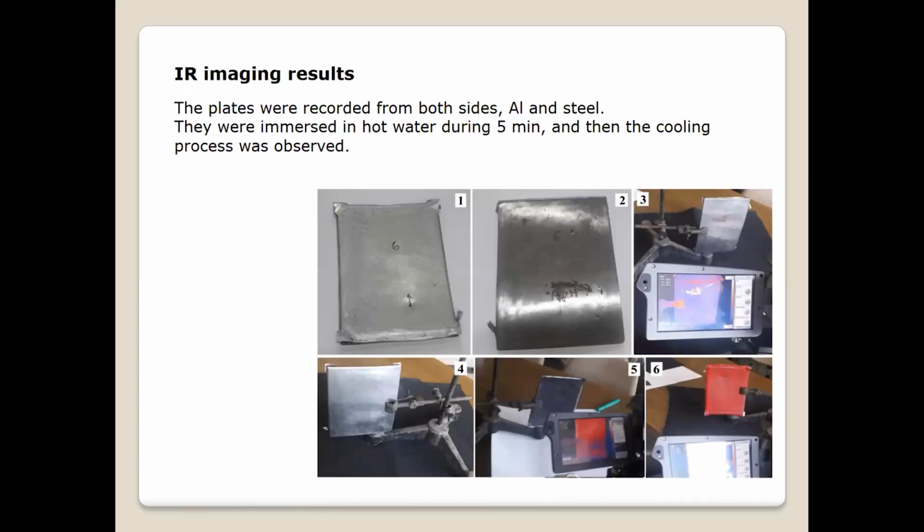Here we will talk a little bit about the IR imaging technique, which was applied to check the quality of the welded joint. We have recorded the metal plates from both sides, from aluminum and steel side, with an infrared camera. First, we have immersed the sample in hot water, and afterwards we have tracked the cooling process to see if there was some difference over the surface of the plate regarding the registered temperature values.